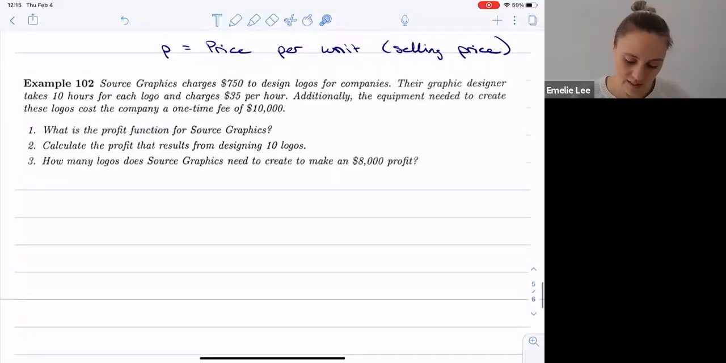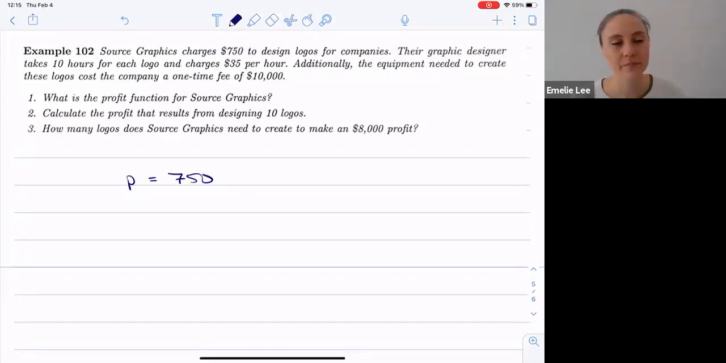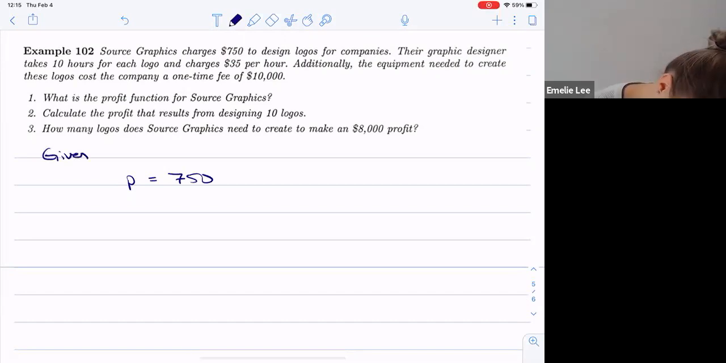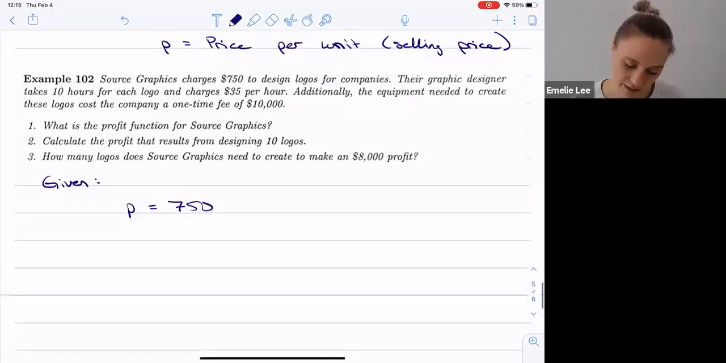So let's list the information that we have. The price that they charge per logo is $7.50. So remember that our notation here is going to be P is $7.50. Okay. And maybe I'll make a little note here, given that P is, and that's a lowercase p, right? P is $7.50 each logo. All right.